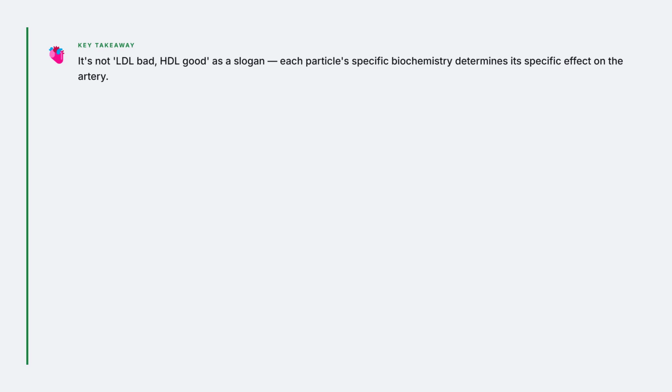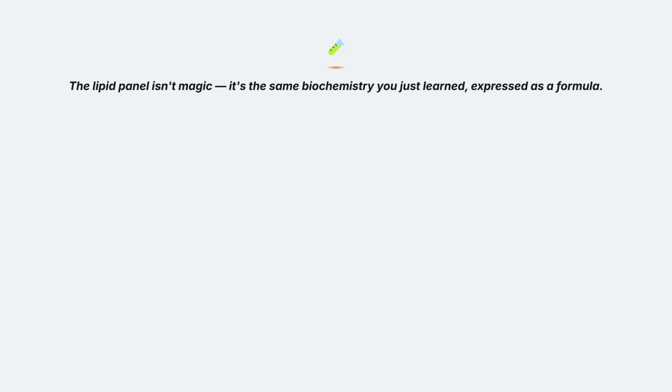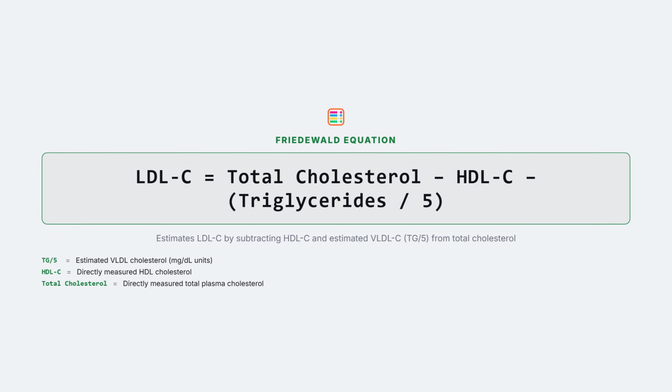by that distinction. All this biochemistry eventually has to become a number on a lab report, and how that number is actually calculated is exactly the kind of detail that separates a good exam score from a great one. Most labs don't measure LDL-C directly, they calculate it using the Friedewald equation, derived from the fact that VLDL cholesterol can be estimated as triglyceride divided by 5, since VLDL particles carry a roughly fixed cholesterol to triglyceride ratio.